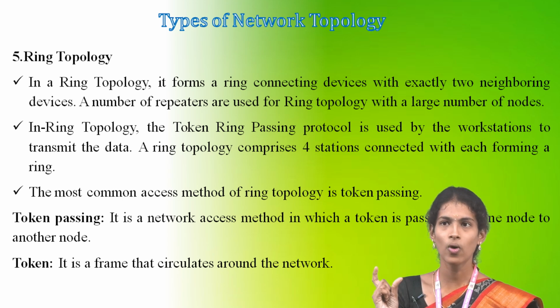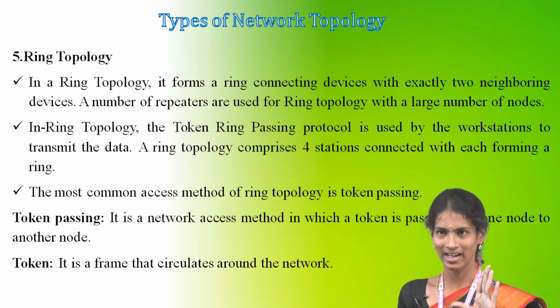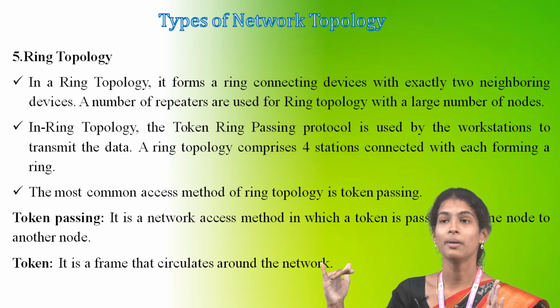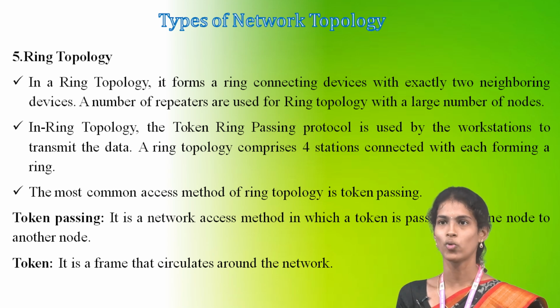The data flows in one direction, for example, it is unidirectional, but it can be made bidirectional by having 2 connections between each network node.